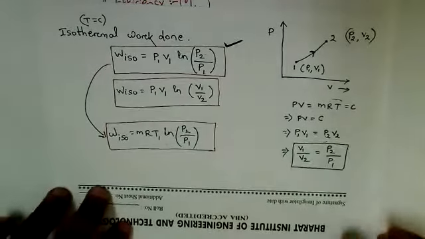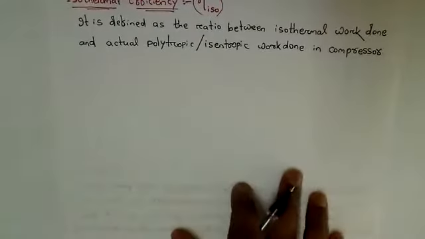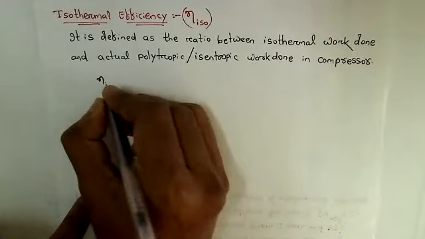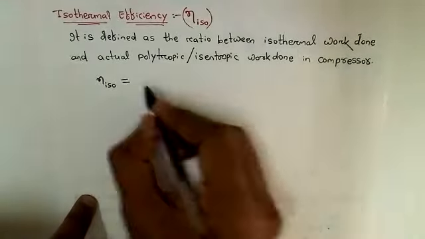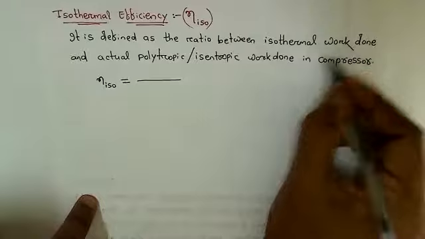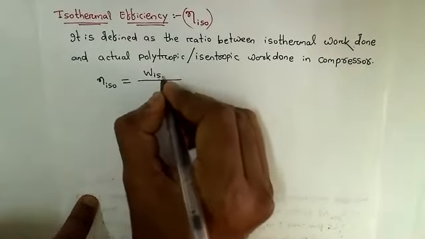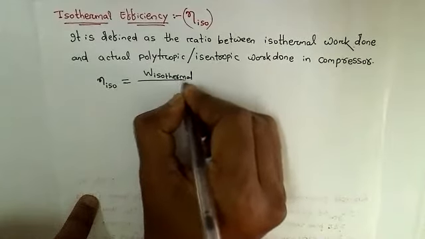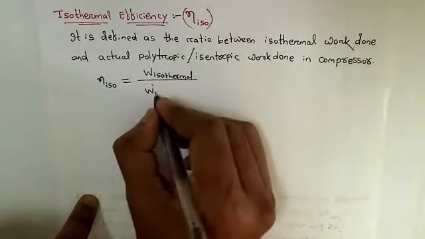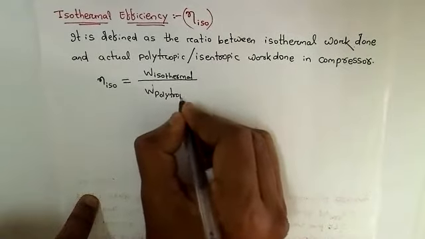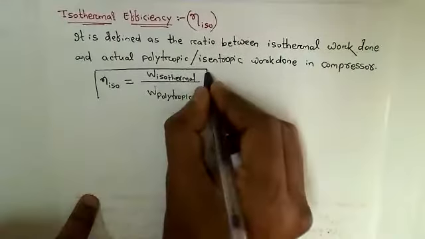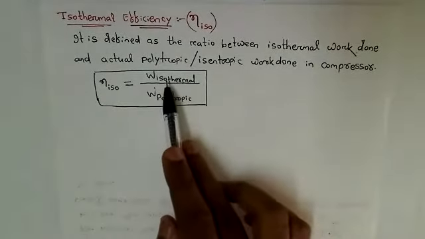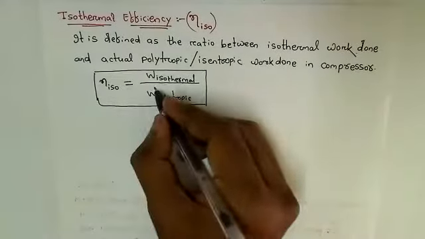Okay, right. So this thing we are going to implement here in the formula of isothermal efficiency. So what can we write? Eta isothermal equal to, what is the formula? It is the ratio between isothermal work done, meaning work done in the isothermal process, divided by work done in the polytropic or isentropic process. This is the formula of isothermal efficiency: the ratio between isothermal work done and polytropic or isentropic work done.